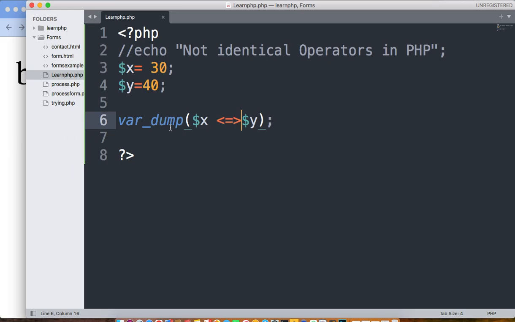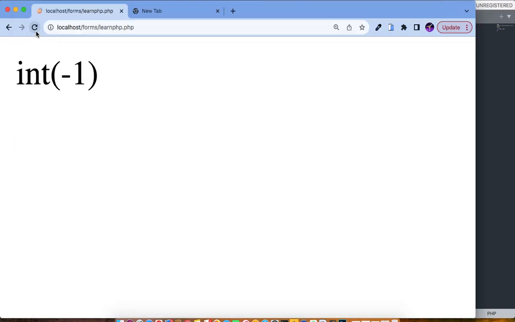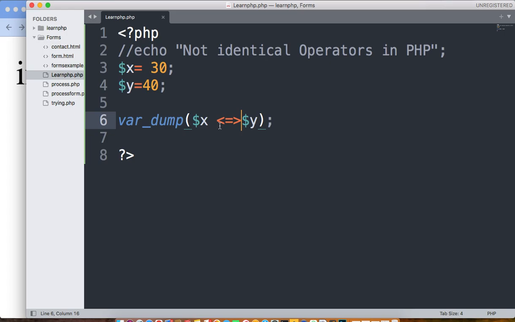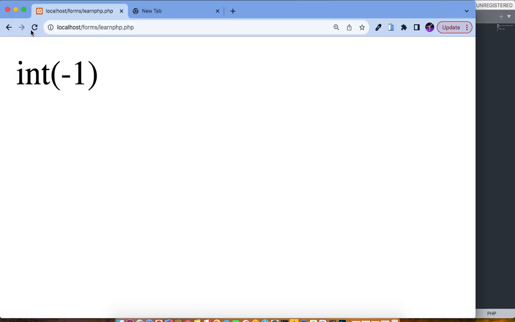So right now is x. We are not going to take a lot of time to explain this one. Let's see. It gives you an integer of -1. Why? Because x is less than y. Are we all there? x is less than y. Now, if x was equal to y, it is going to give us 0, because the values are equal.